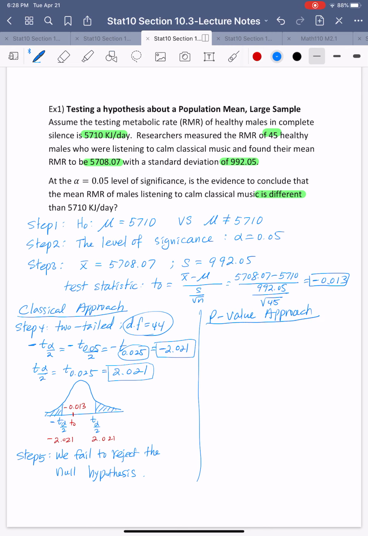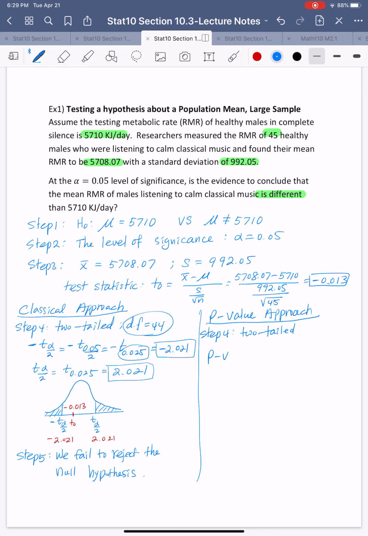So the p-value approach is just step 4. Of course, it's a two-tail test. You just need to do one of the ways, you don't have to do both ways, but I try to show you both ways. So we need to find the p-value here. The p-value is the area under the t distribution with n minus 1, which is 44 degrees of freedom.